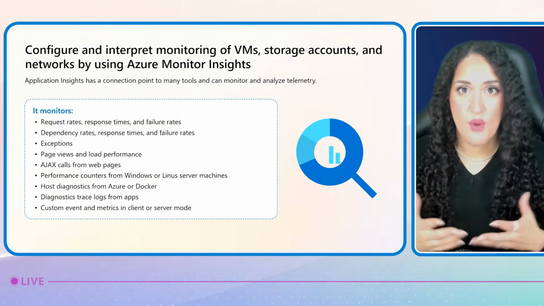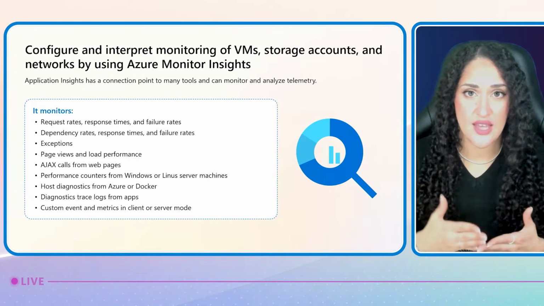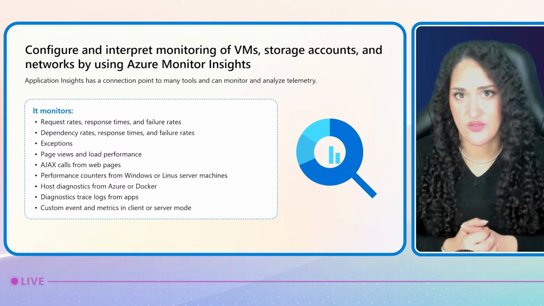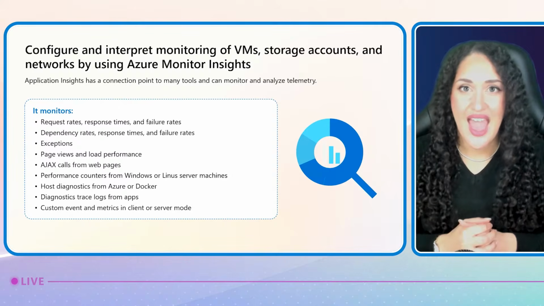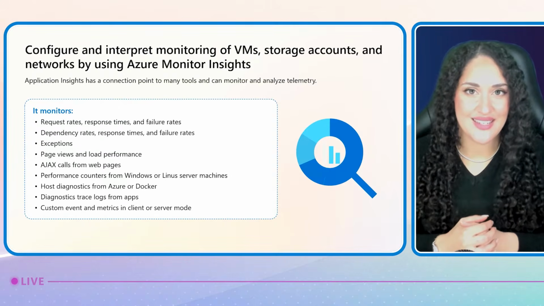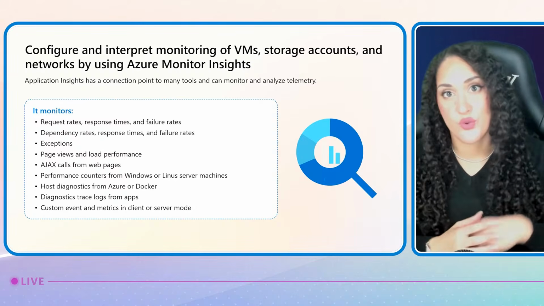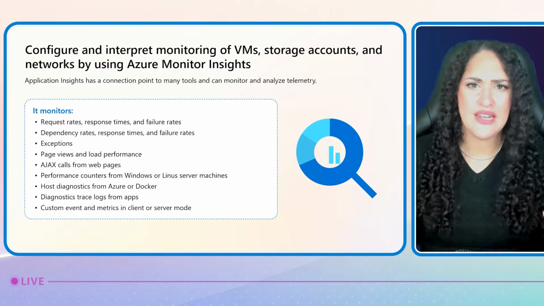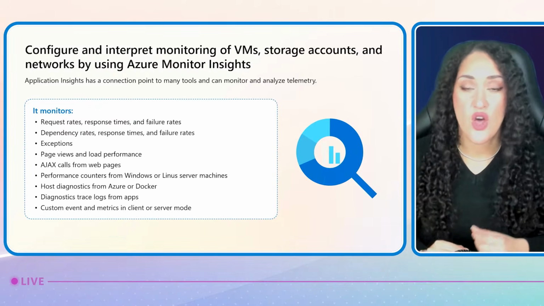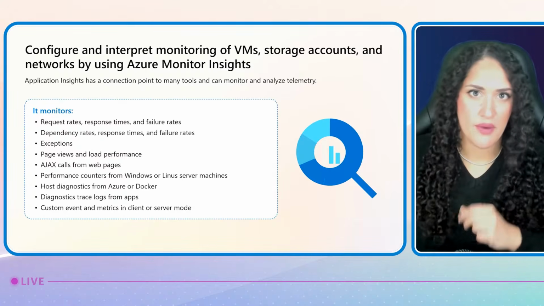Application Insights monitors request rates, response time, failure rates, dependencies, exceptions, page views, and custom events. It helps you proactively understand performance and reactively diagnose incidents. For the exam, make sure you remember the two key views: performance and failures. Application Insights connects to many tools and can monitor telemetry from both client and server sides. So this is your observability powerhouse.